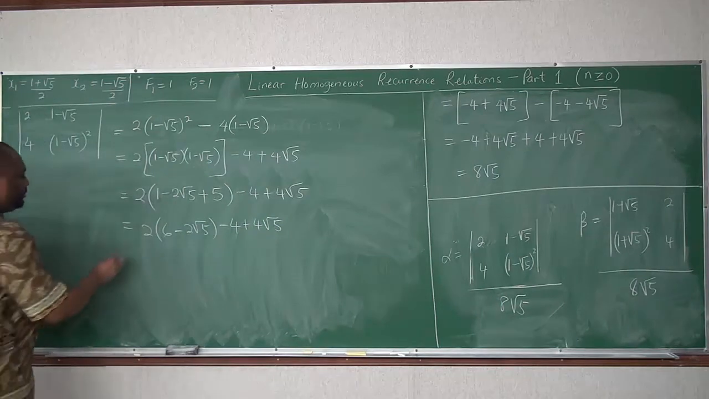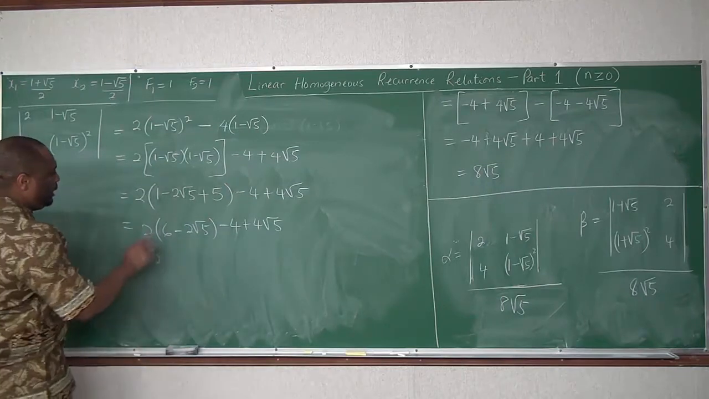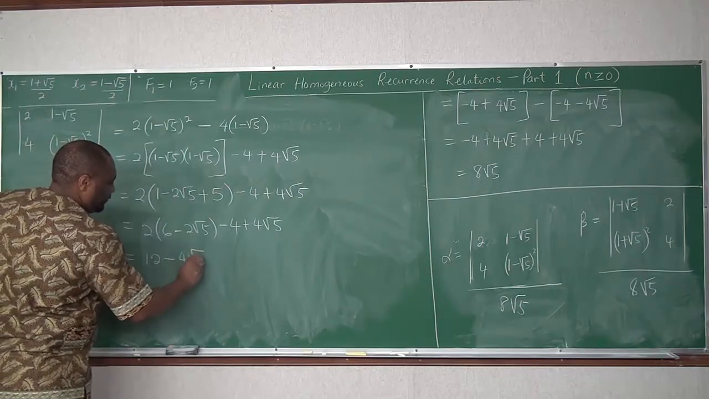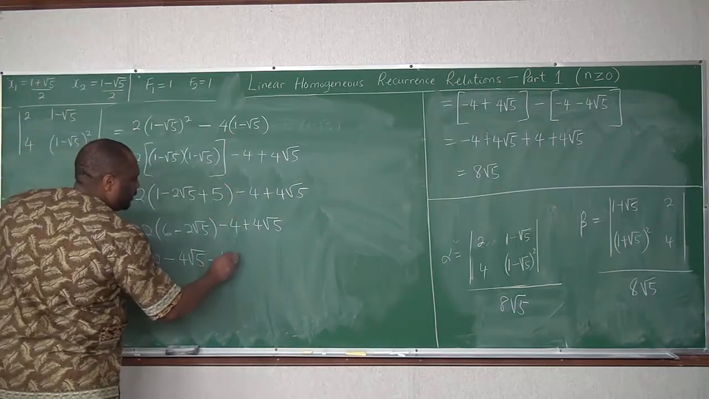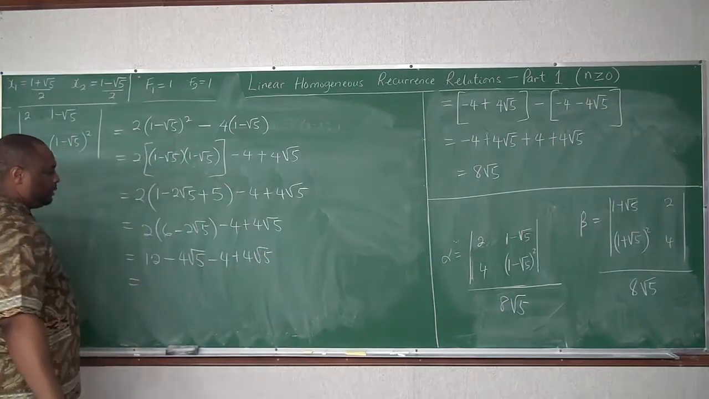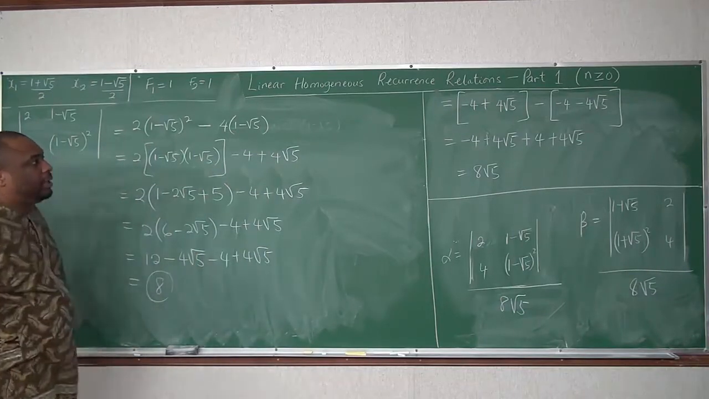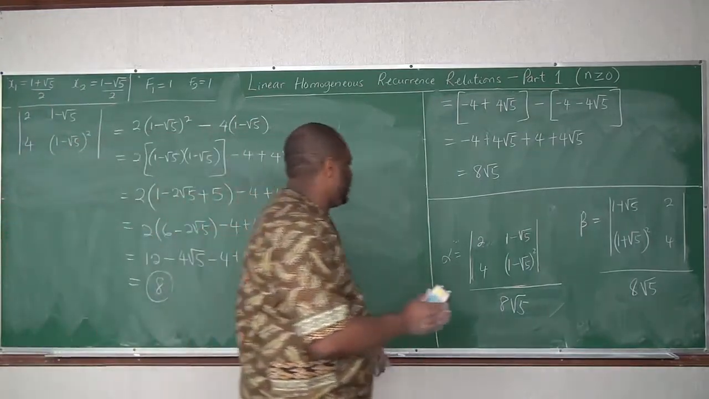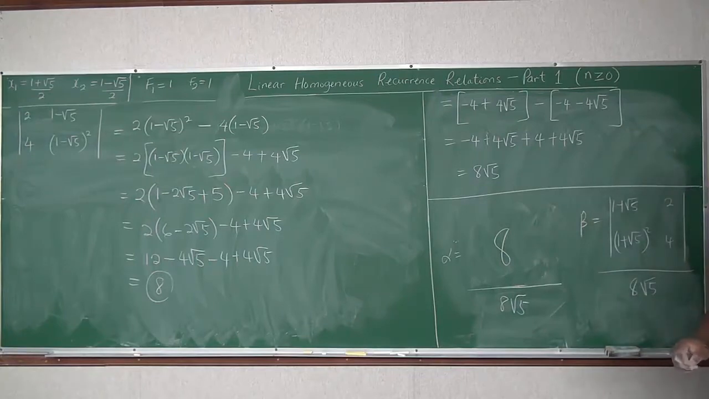Right? So this will give us 2 times 6 is 12. We distribute. Minus 2 times 2, 4 root 5. 12 minus 4 root 5 minus 4 plus 4 root 5. So 12 minus 4 is 8. Minus 4 root 5 plus 4 root 5 is 0. So this is 8. Okay? So our alpha is 8 over 8 root 5. That's our alpha, which is 1 over root 5. We shall come to that. Okay, no problem.